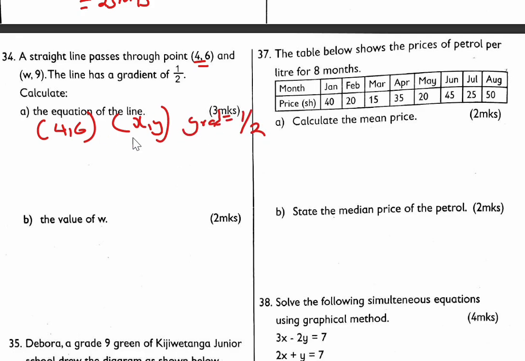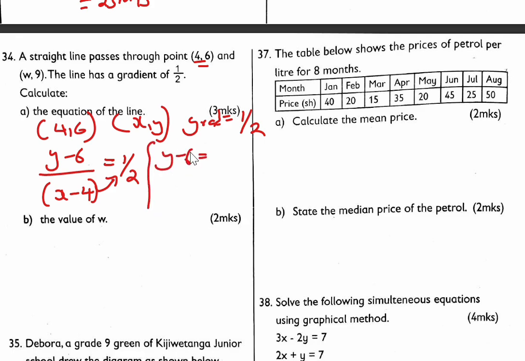To get the line, we start with this other point. So change in Y over change in X is equal to the gradient. So Y minus 6 over X minus 4 is equal to the gradient, which is a half. The next step is to remove the denominator. I multiply the denominator by the half, so I remain with Y minus 6 is equal to a half into bracket X minus 4.